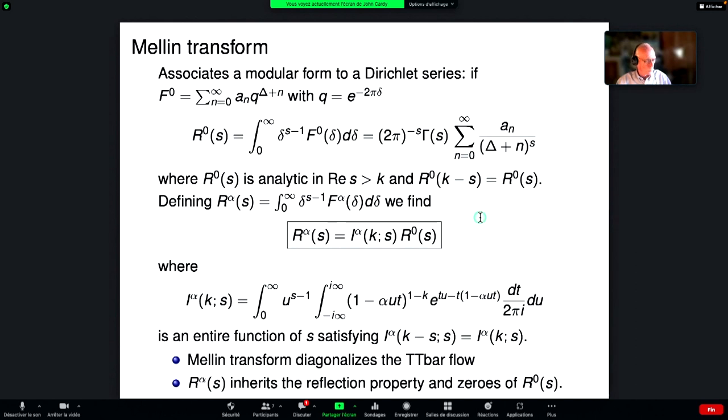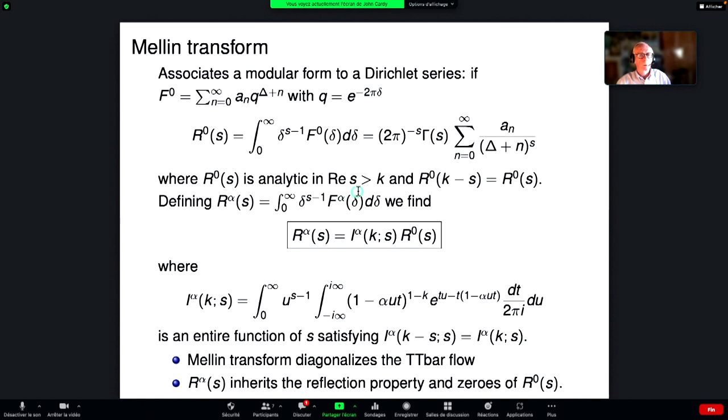So now I'm briefly going to mention the Mellin transform. Whenever we have a modular form, we can associate to this modular form a Dirichlet series. For example, if we take the modular form I've been using here, if we take the Mellin transform of this with respect to delta, then of course, term by term, we can do this. And apart from this rather trivial factor here, we get a Dirichlet series or a generalized Dirichlet series.